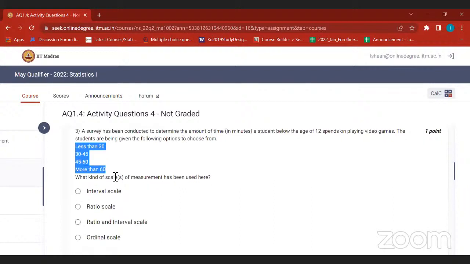I think it should be ordinal. Yes, I will confirm the answer. Yeah, I will confirm it and we will discuss in the next session. But for me, it will be ordinal.